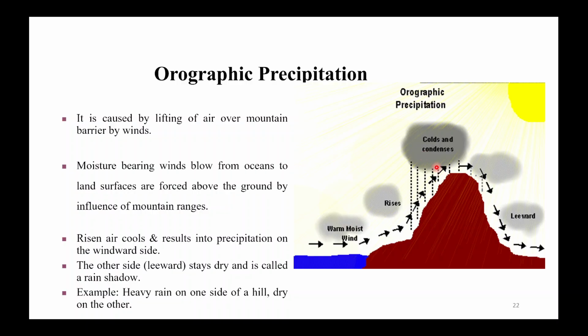Okay, precipitation will be received on the windward side, whereas the leeward side remains dry throughout the year, and it is also known for that reason as the rain shadow region. Okay, so this is how the orographic precipitation occurs: heavy rain on one side, the windward side, and no rain on the leeward side or the downstream side of the hill. So because of the geography coming into the picture, we'll call it the orographic precipitation.